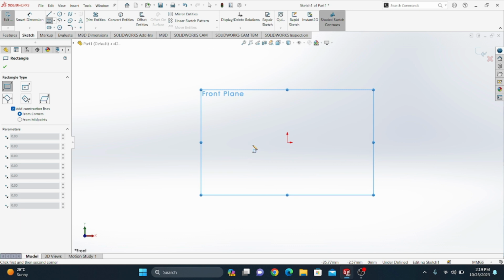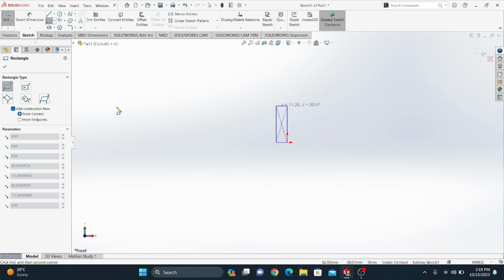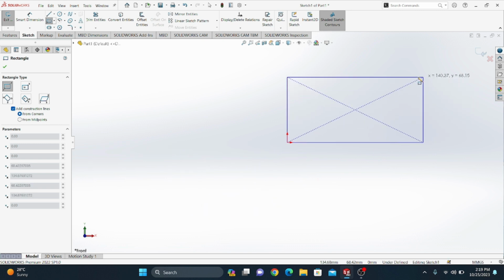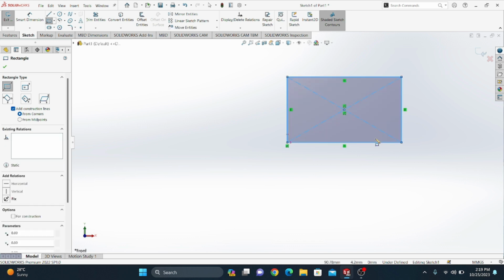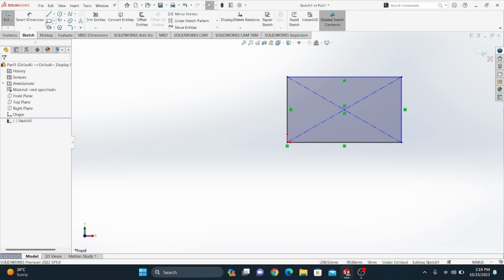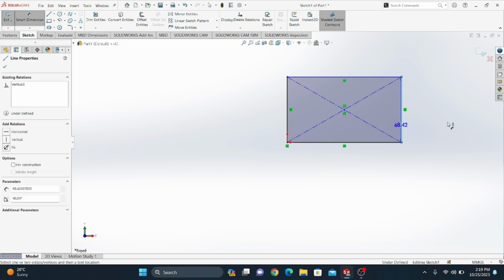Basically, the corner rectangle works like this: we need to choose two corners. For the first corner, click, and then drag wherever you want, and select the other corner where it should end, like here. This is our corner rectangle. One thing about this corner rectangle is that when a shape is closed, it will be shaded inside. Now you can adjust it according to your required dimensions.